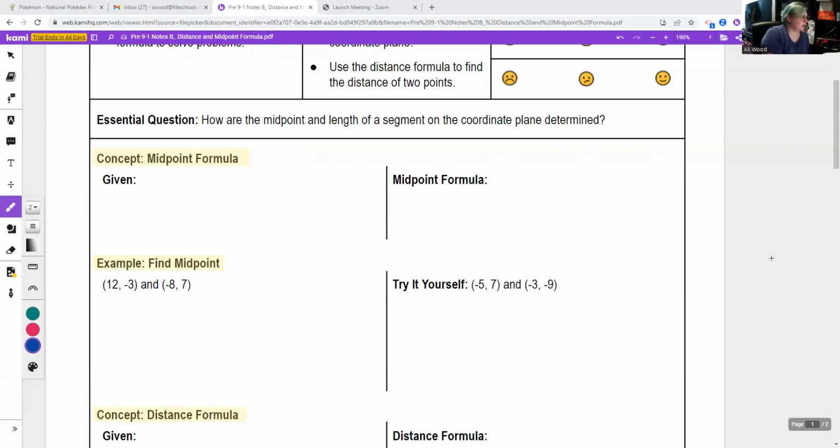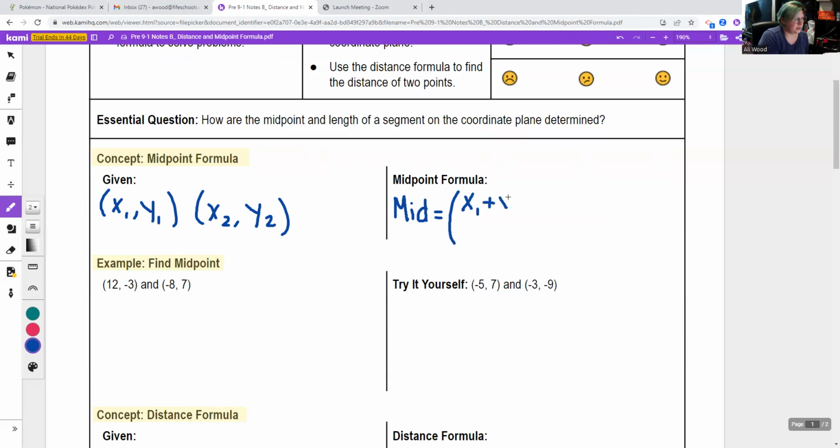So you're always going to have your given be 2 points, x1, y1, and x2, y2. Now for the midpoint formula, midpoint is equal to x1 plus x2 divided by 2, comma, y1 plus y2 divided by 2.